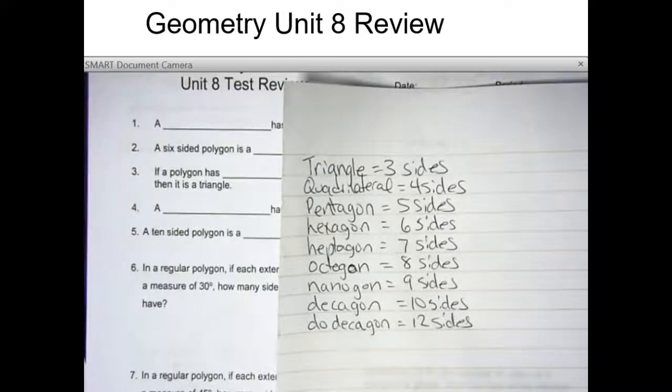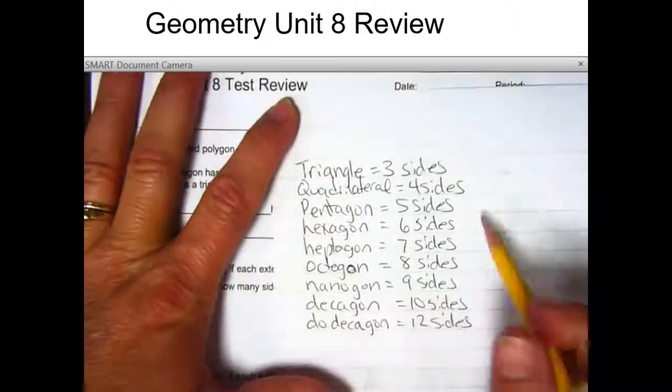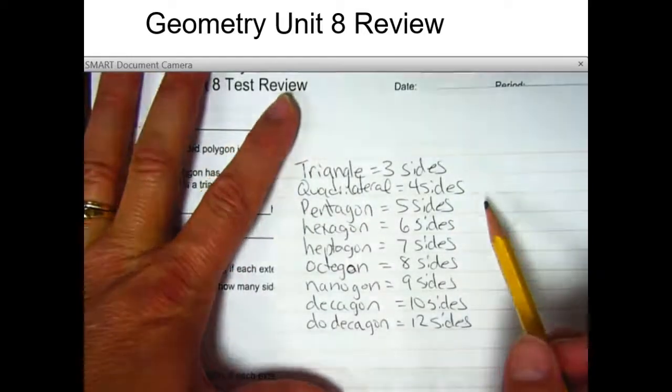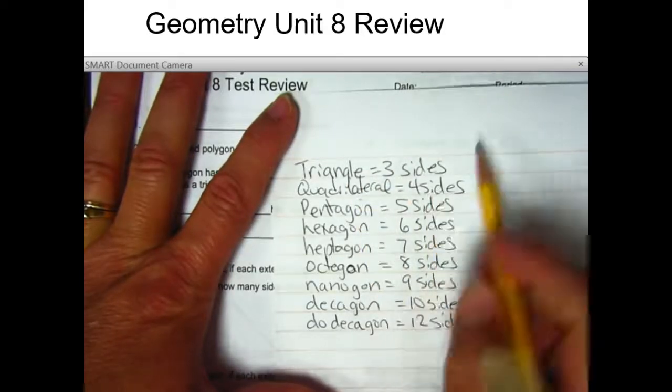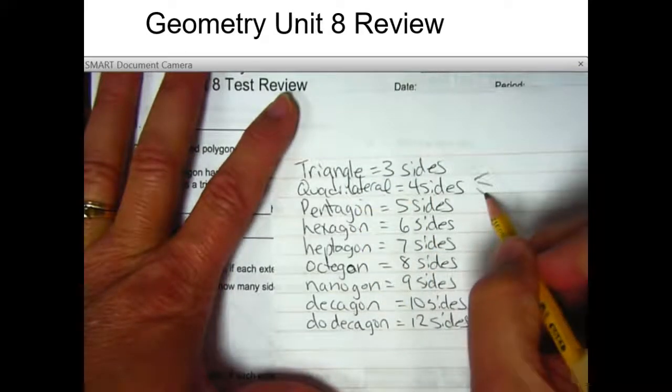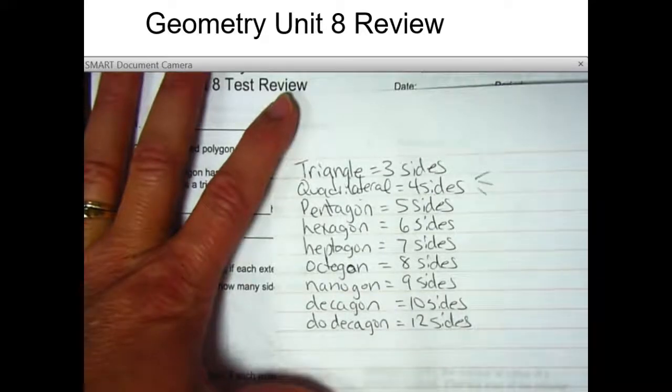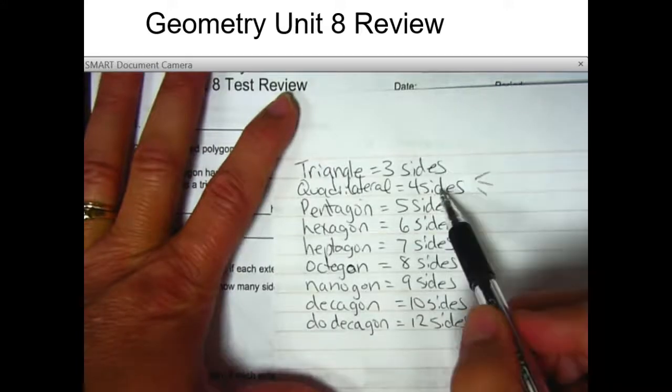So we're going to go through this review so you have a good review before you take your test. This unit was all about polygons and finding their angles. I jotted down a quick list for you in case you don't have it. Triangle, 3 sides, quadrilateral, 4 sides, and there are some special quadrilaterals that we worked with in Chapter 8 that we'll go through as we do the review.